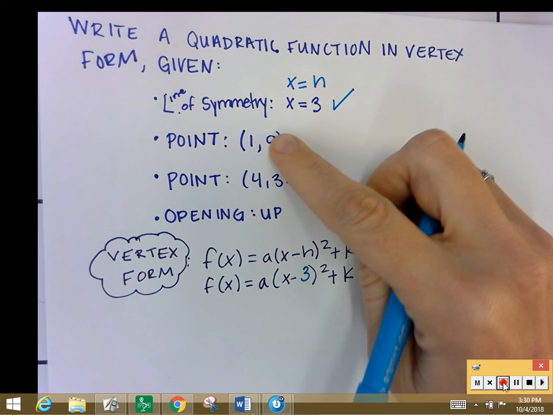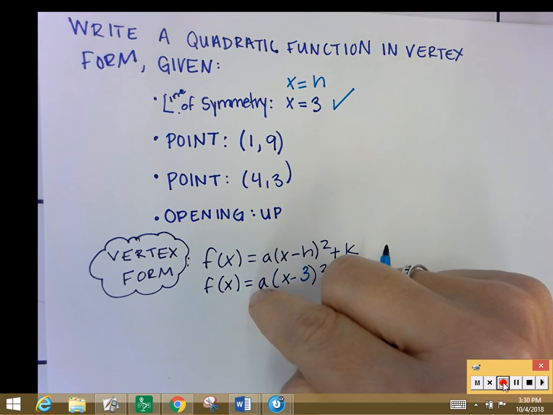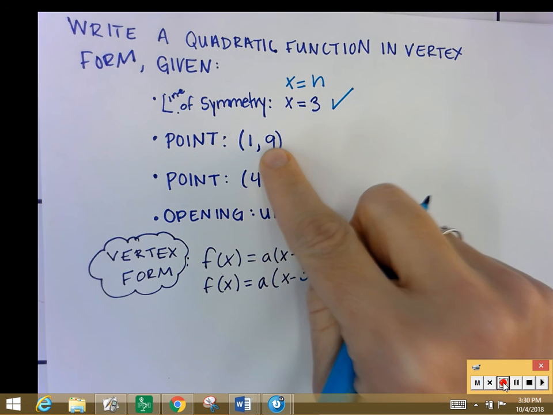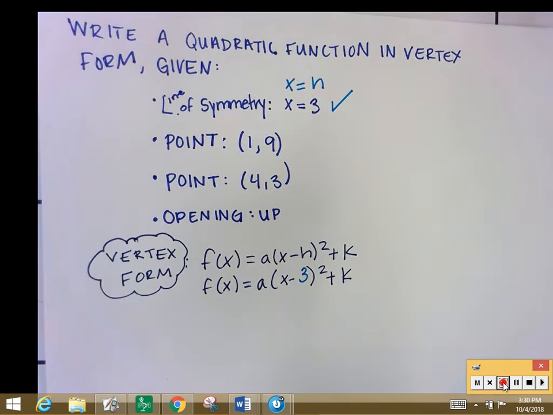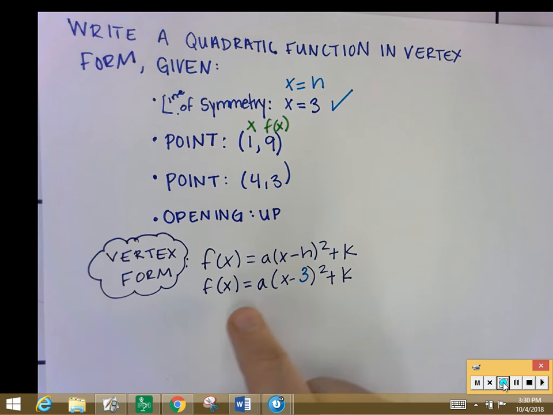Now I see I was given 2 points and an opening. I know that the opening being up means that my a value at the end has to be positive, but here I see that I have 2 points and I'm going to use those first. Each of these points is an f of x, x pair, or xy pair. It's the same thing, but I only have one x and one f of x in this equation.